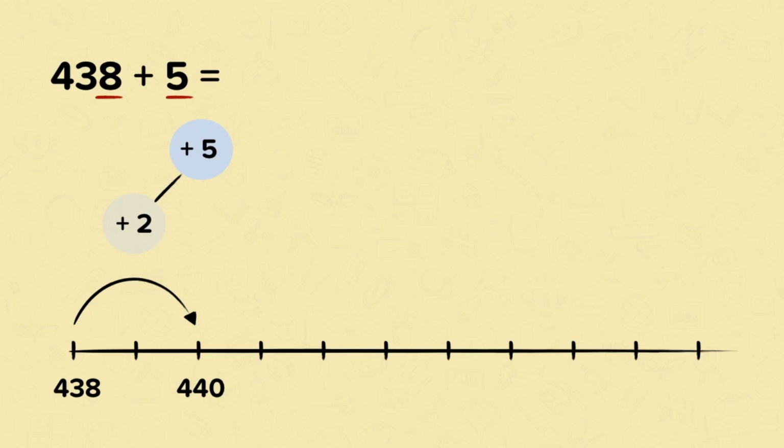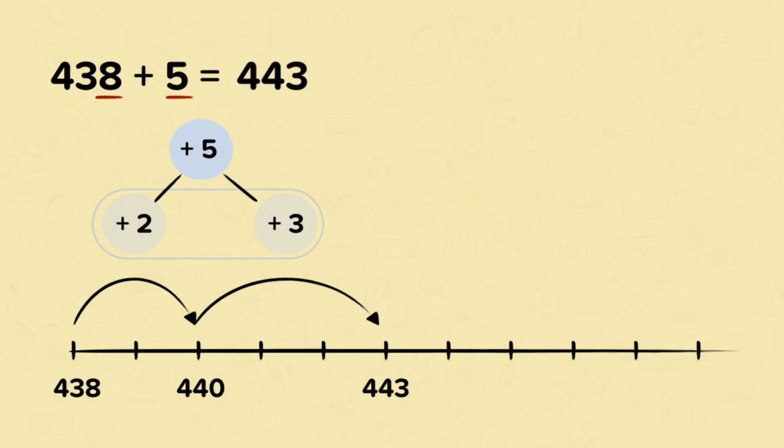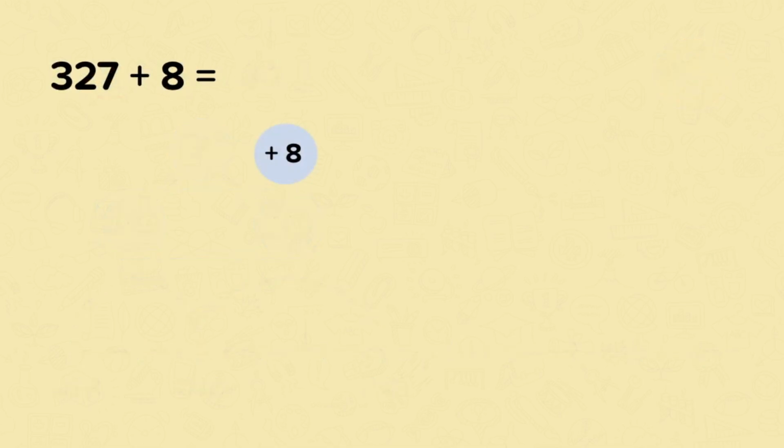So far we've added 2 out of the 5. So we need to add another 3. Then we will have added 5 in total. So we add this 3 and we get 443. And this is our answer. We've shown this calculation on a number line, but as you become more confident, you should be able to do this in your head. Now let's have a look at this example.